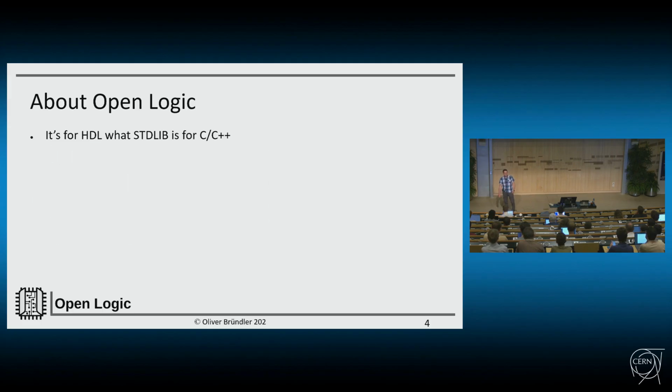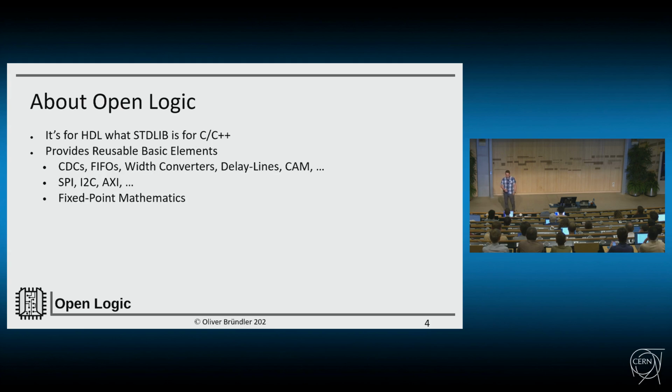First about OpenLogic, what's the aim behind the library? The aim is to have something like the standard lib in C or C++, just for HDL, so that you don't have to reinvent the wheel all the time. It provides reusable basic elements like clock domain crossing, FIFO, width converters, delay lines, content addressable memories, stuff like that. Standard interfaces like SPI, I2C, AXI, and fixed point mathematics. At the moment, more to come in the future, of course.